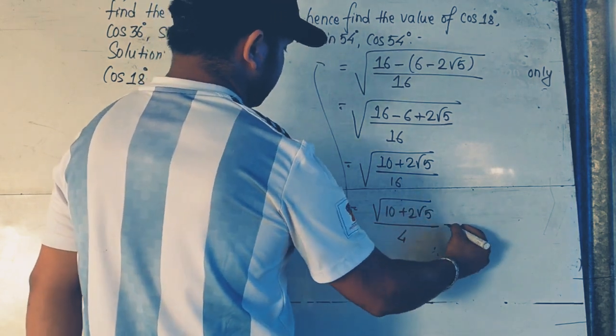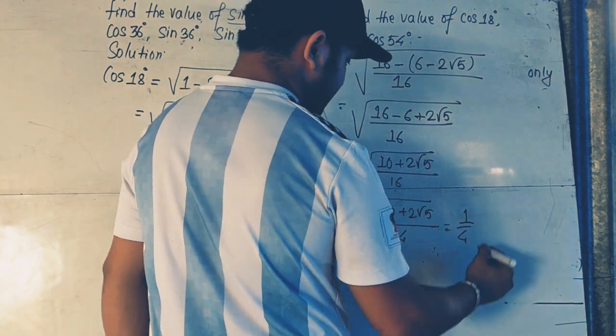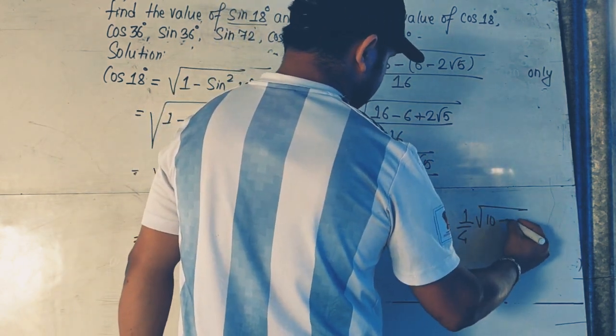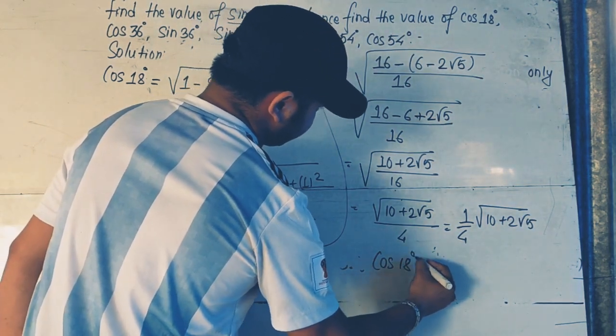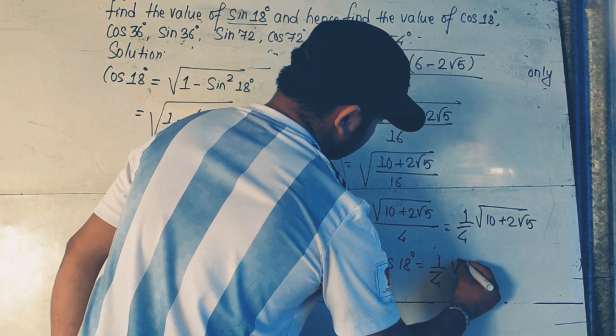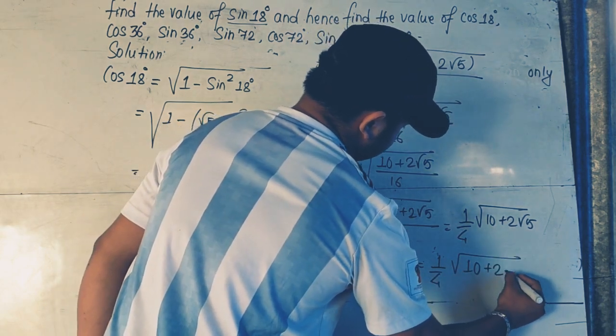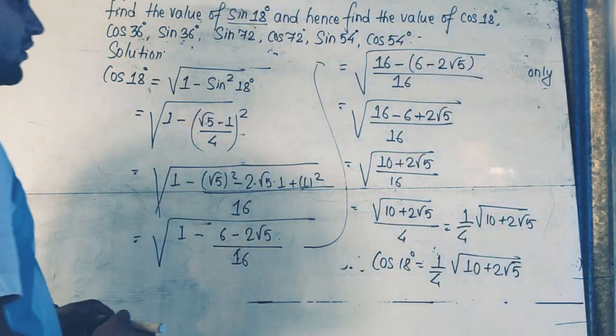We can simply conclude our answer by writing 1 by 4 root under (10 plus 2 root 5). So this is the value of cos 18 degrees: 1 by 4 root under (10 plus 2 root under 5). This is the value of cos 18 degrees.